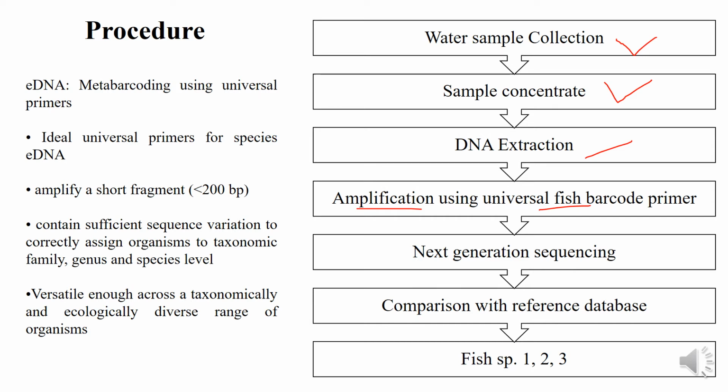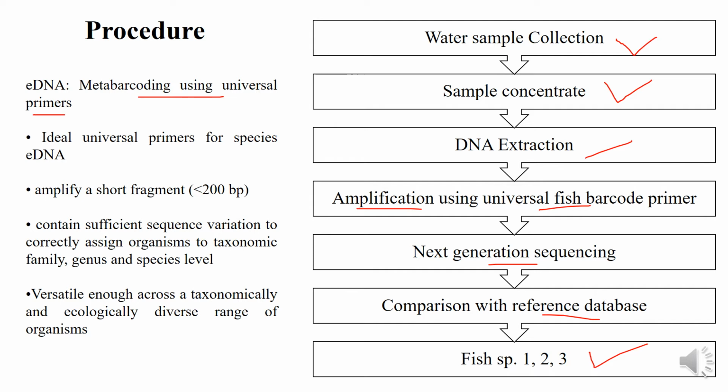Okay, and then after doing this PCR you have to do the sequencing, next generation sequencing, and after that you have to compare with your reference database. Each and every species already has a database, so you compare your sample with the reference database, and then you can identify the species. So it's basically a metabarcoding technique using the universal primer.